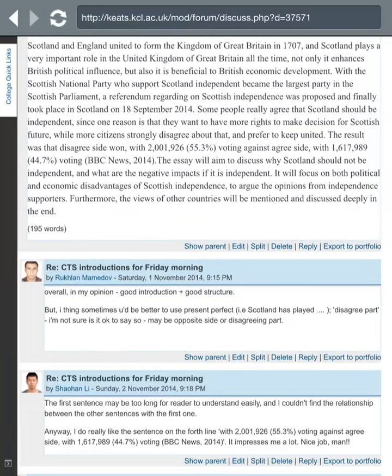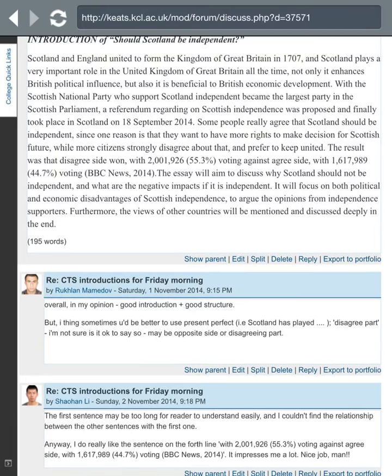Okay, let's have a look at Richard's. Okay, that's a good sentence. Scotland plays a very important role in the United Kingdom of Great Britain all the time. "All the time" is not very good academic style.